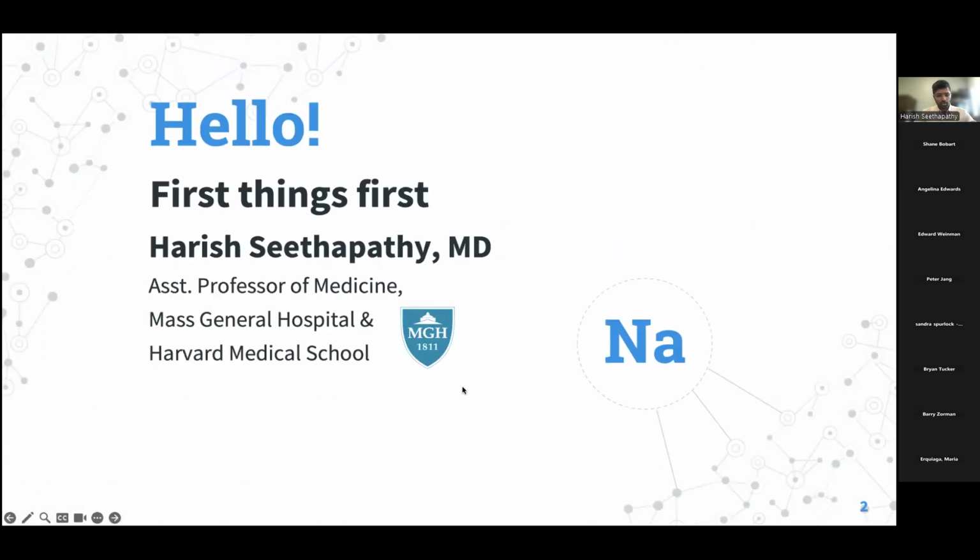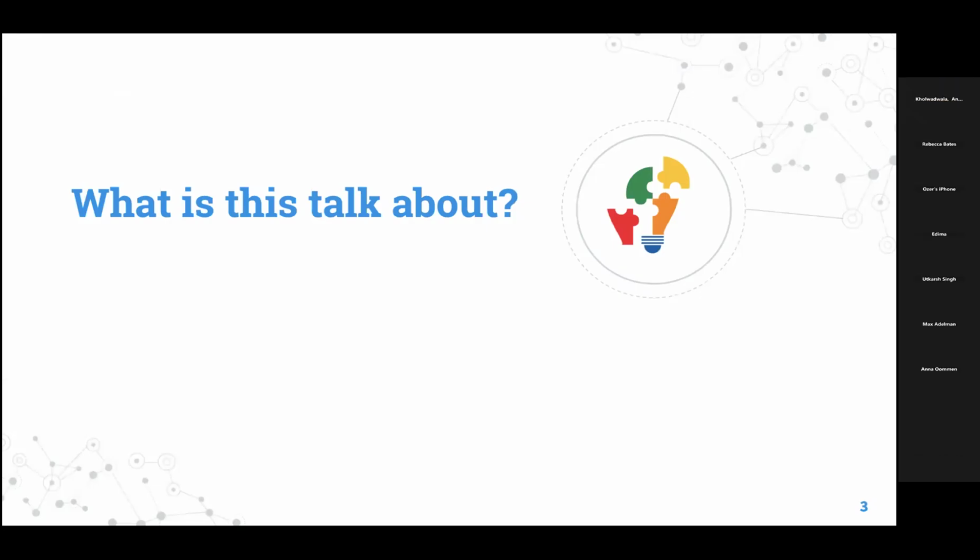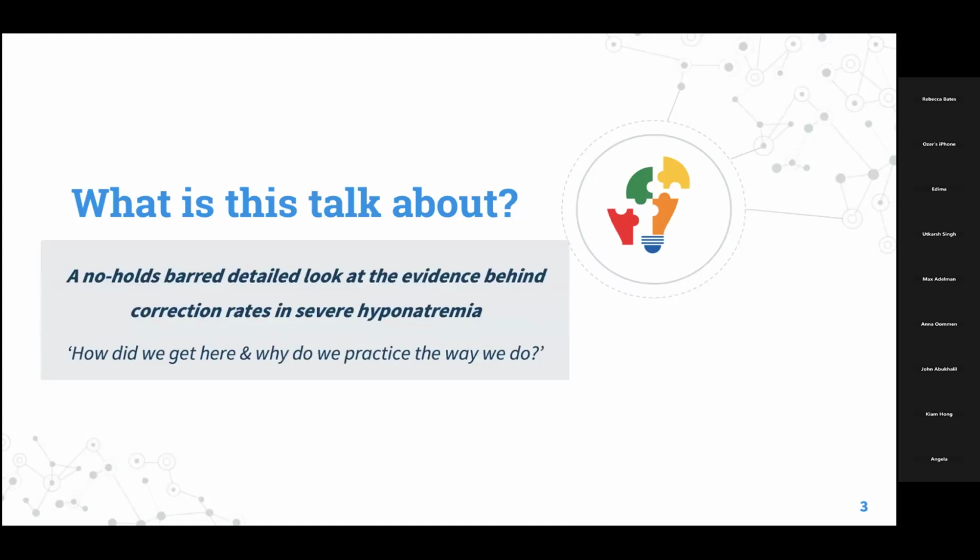So first things first, I don't really have any disclosures related to the topic. And whenever we present a topic, you have to ask the question, what is this talk really about? And in my own way, I think this is a no holds barred, detailed look at the evidence behind correction rates in severe hyponatremia. It's basically about how did we get here and what data got us here and why do we practice the way we do.